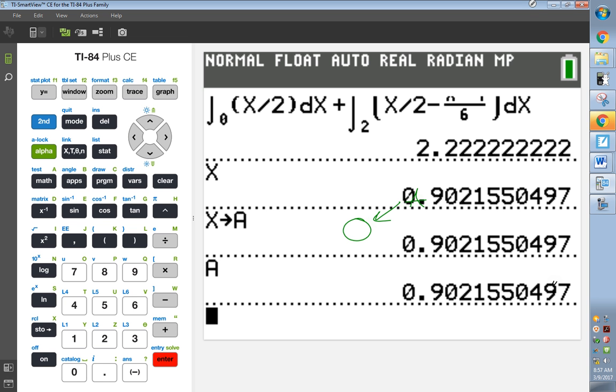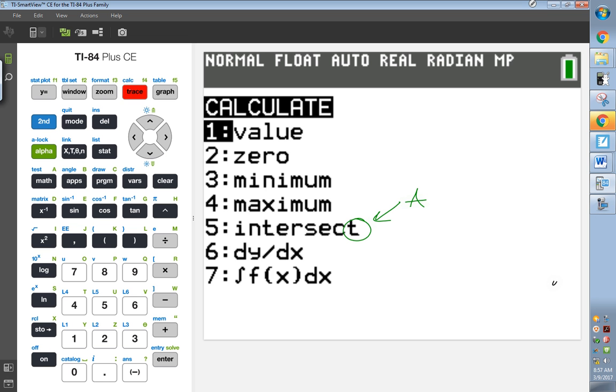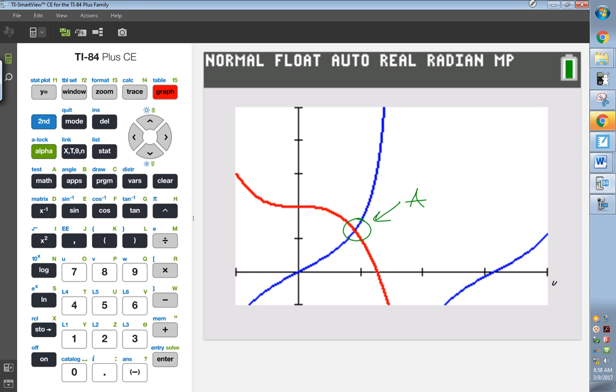How'd I get A? Alpha and then the letter A. You good? Okay. Go back to my graph. I've got A now. Great. I need to know B, and we said B was whatever this is. I want to know that value right there. What am I going to have to do to find that value?